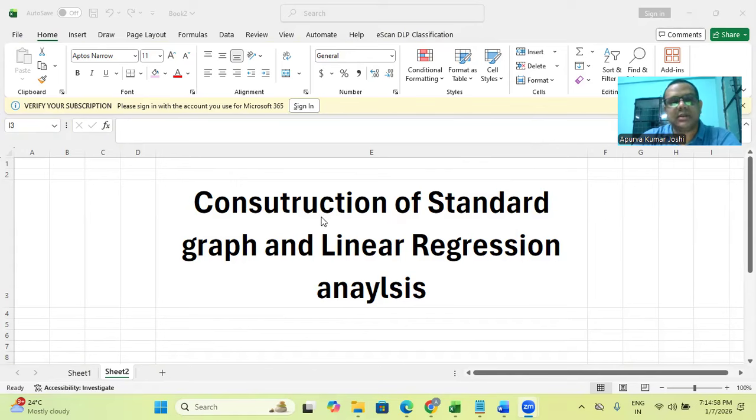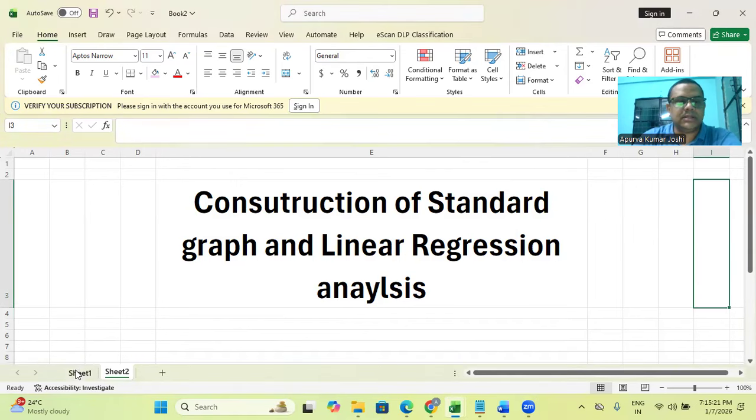So in this regard, what we'll do is we'll look at a data set and try to construct a standard curve, and then look at a few considerations, and then try and do linear regression analysis, and then use the parameter from the linear regression analysis to be able to determine the amount of substance in an unknown sample, right?